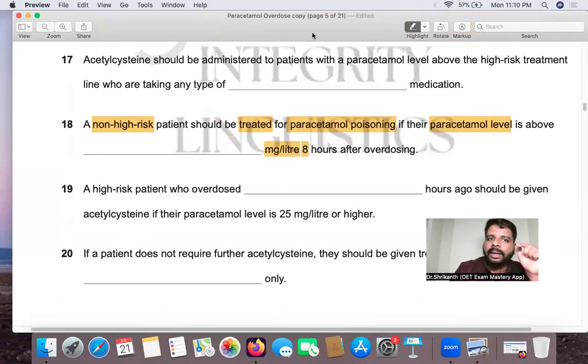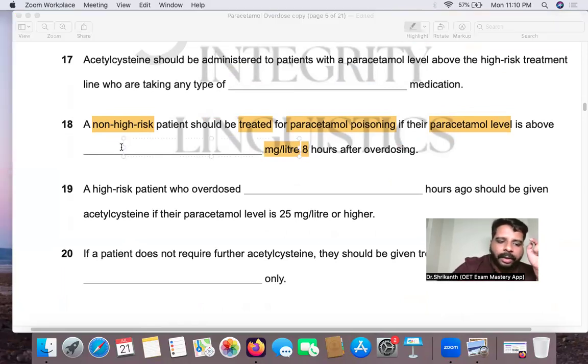So don't write 100 mg over here, because mg per liter is already mentioned over here. So only write 100. If you write mg per liter, now you read the sentence: paracetamol level is above 100 mg per liter. Again 100 mg per liter is coming. So that is a grammatically inaccurate sentence. If you're writing only 100, you'll be getting the correct answer. That's a tough question over here. So like this, you must be able to do the reading part A questions. Okay, understood.